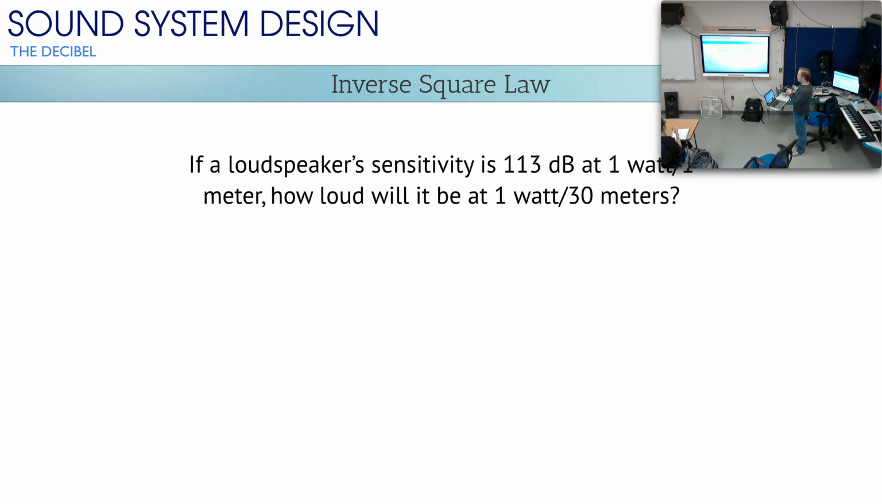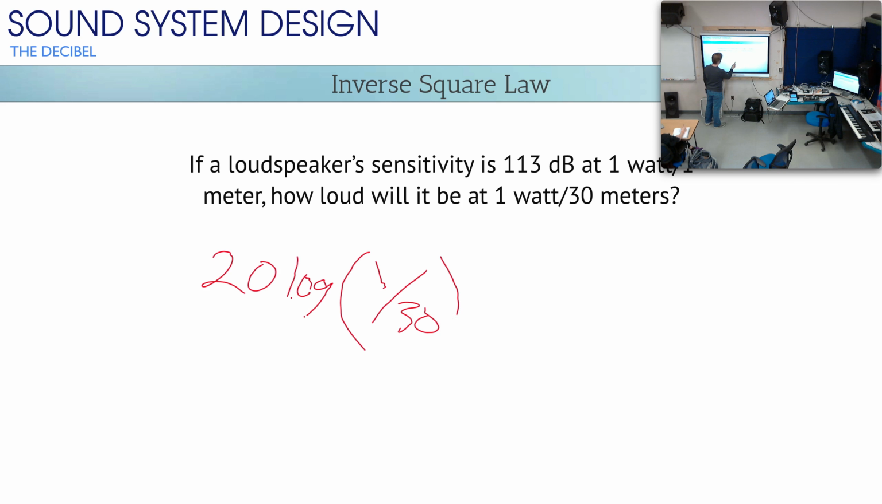So this would be 10 to the power of 23 divided by 10, right? That's the power ratio. So what would be that power ratio? Anybody want to try that? 10 to the 23 divided by 10. I got 199.5.